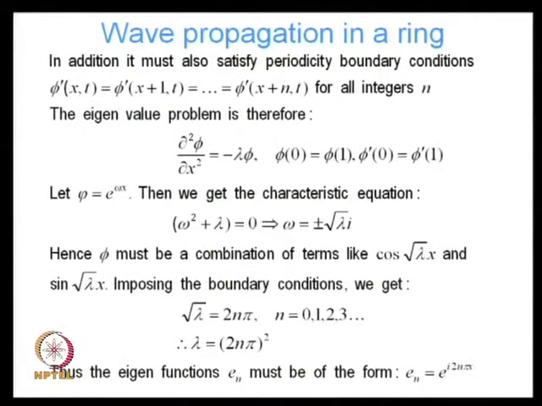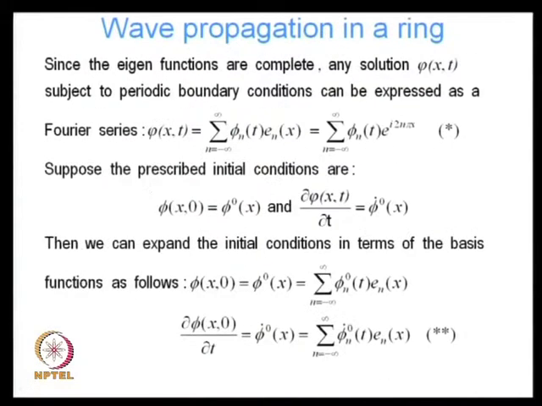Similarly, the slope of φ must also satisfy the periodicity condition. So φ'(x, t) must be equal to φ'(x + 1, t), and so on. And we said that to solve this problem, we have to first solve the eigenvalue problem, which we solved. We obtained eigenfunctions of the form φ_n = e^(i2πnx).